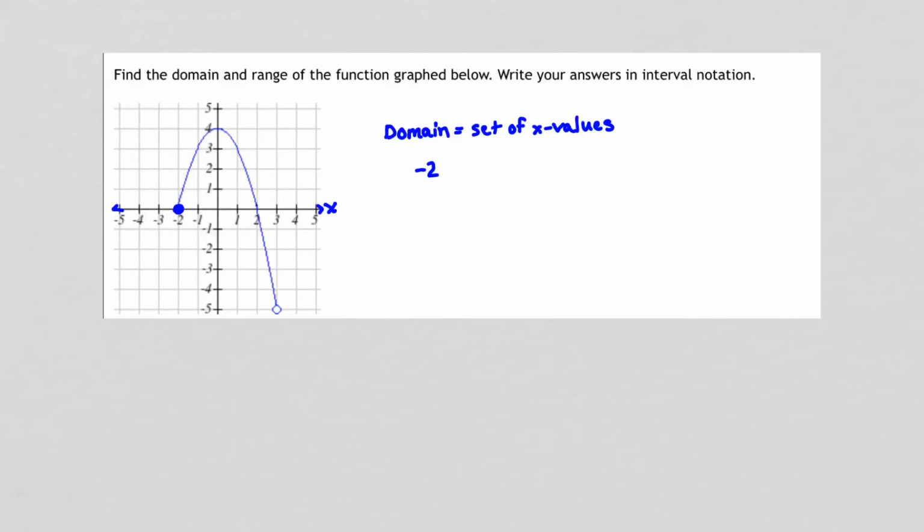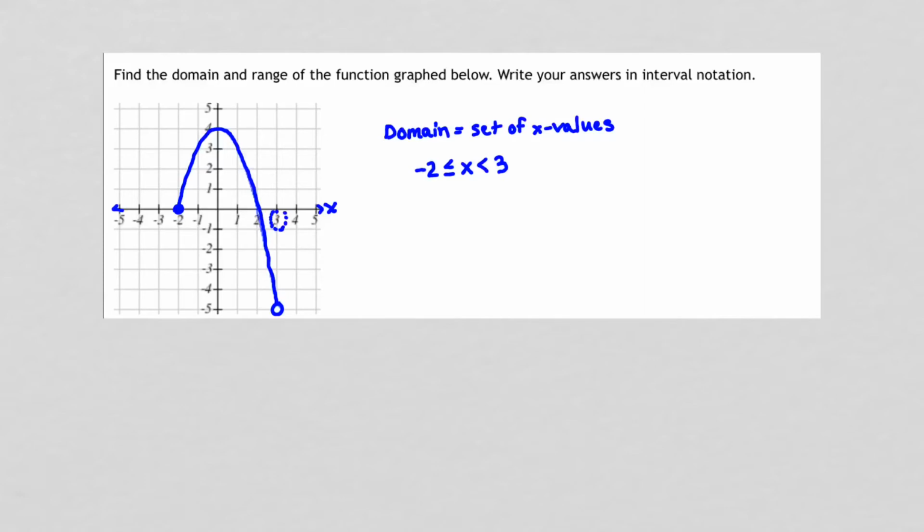Therefore, I say that my domain starts at the value -2, and then moving along the curve, not so worried about how high and low I go, but instead I want to know how far to the right this graph goes. And notice this graph goes all the way until the value 3 on the x-axis. There's an open circle at 3, and so I would say that my domain is closed at -2, but open at 3, and x is every value in between -2 and 3. Including -2, not including 3.